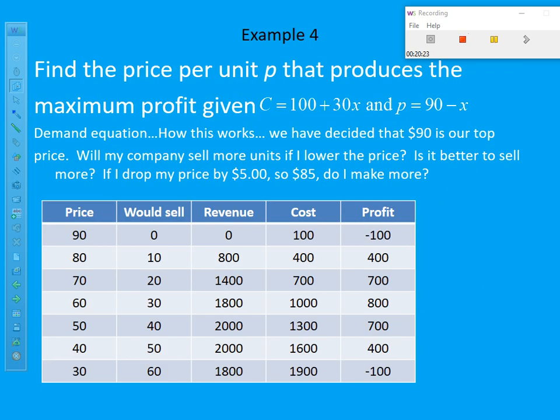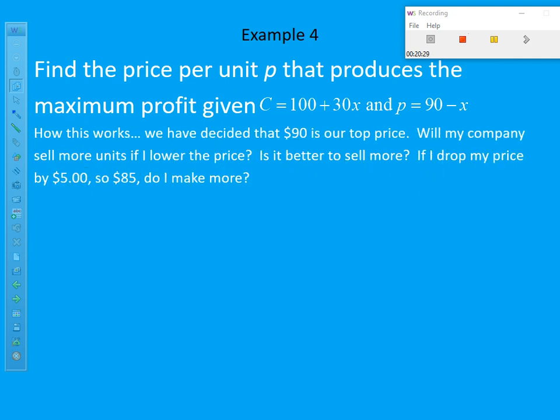There's what I've done for the price, but let me just get to the math of it so that the video doesn't take that long. So here goes my number 4. Find the price per unit, P, that produces the maximum profit given by. I must have thought that was important because it was really big. And then there's my cost equation, and I gave you a little P equation.